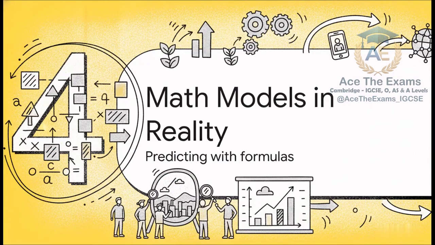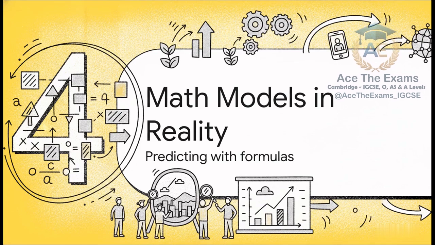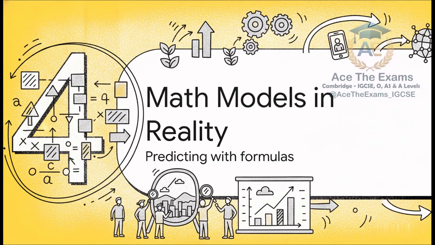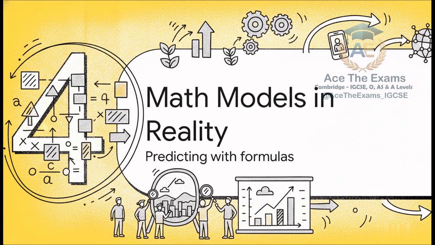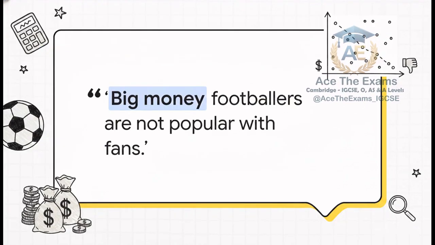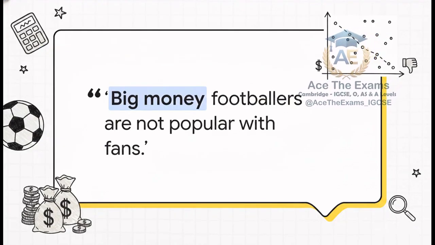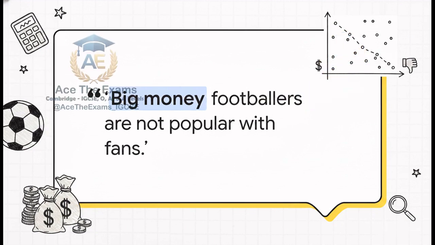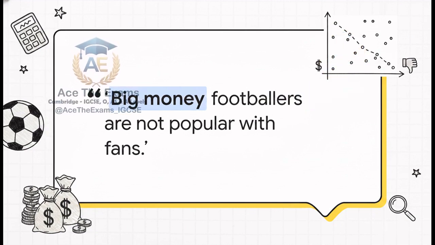Which brings us perfectly to our final section, math models in reality. Here is how we start predicting outcomes with actual formulas. We can actually use math to objectively test bold newspaper claims like this one. Big money footballers are not popular with fans. I mean, is that actually true, or is it just a catchy headline?